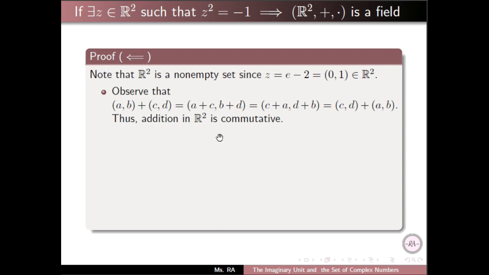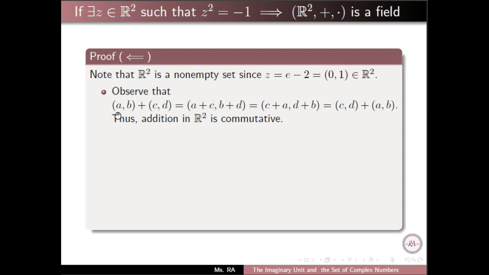Okay, now we're going to use the field properties and prove that the field axioms hold for R2. But I'm not going to be doing it step by step. This is pretty straightforward because you just have to use the properties for the set of real numbers, which is also a field.